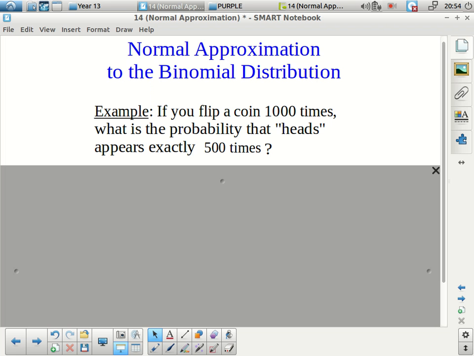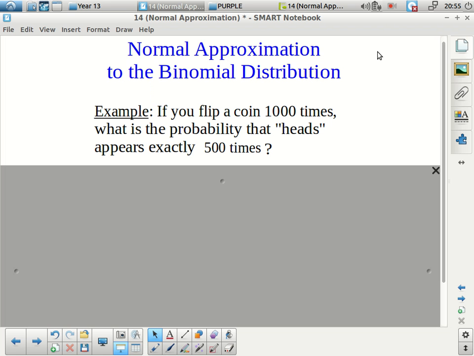So for today's lesson, we're going to take a little trip down memory lane back into the probability unit for a moment, and find out an application of normal distribution, something we've already done. So this is called normal approximation to the binomial distribution. And for an example of why we might want to try to do this, we're going to start with this.